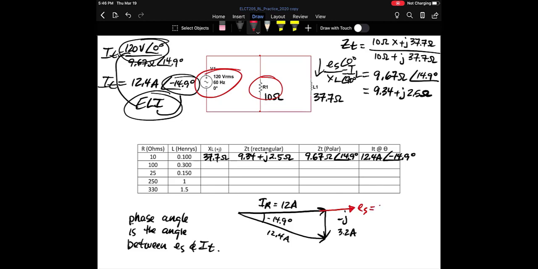Now remember, of course, since this is parallel, ES equals VR equals VL. All of those voltages are in phase because it's a parallel connection. So if you're using your source voltage as a reference, what are you going to see? You're going to see an I total value that's lagging by 14.9 degrees here, and that means your theta, or circuit phase angle, is 14.9 degrees, and you could call it lagging ES, 14.9 degrees lagging VS.